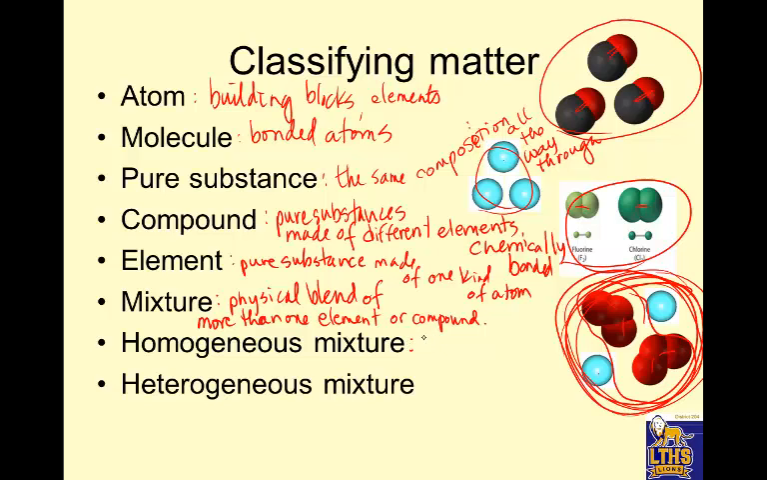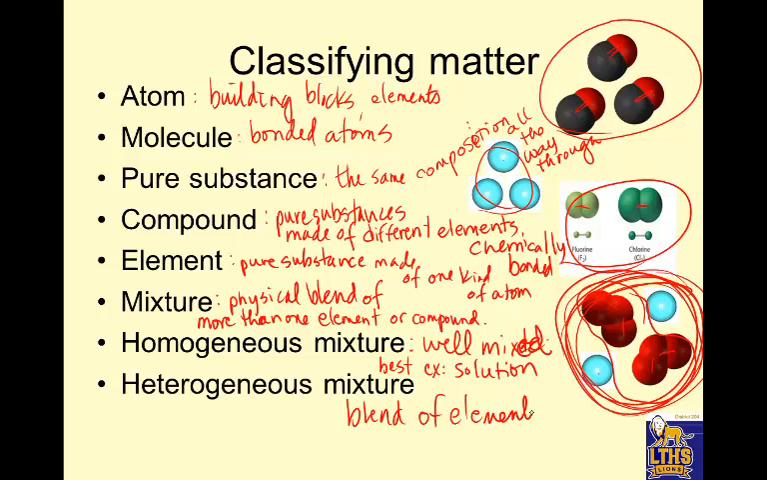There are two kinds of mixtures. There are homogeneous mixtures, which are very well mixed. Well mixed. The best example is a solution. I'll tell you more about that on the next slide. A heterogeneous mixture is a blend of elements or compounds, or both elements and compounds, or two kinds of compounds, or two kinds of elements. Not well mixed.